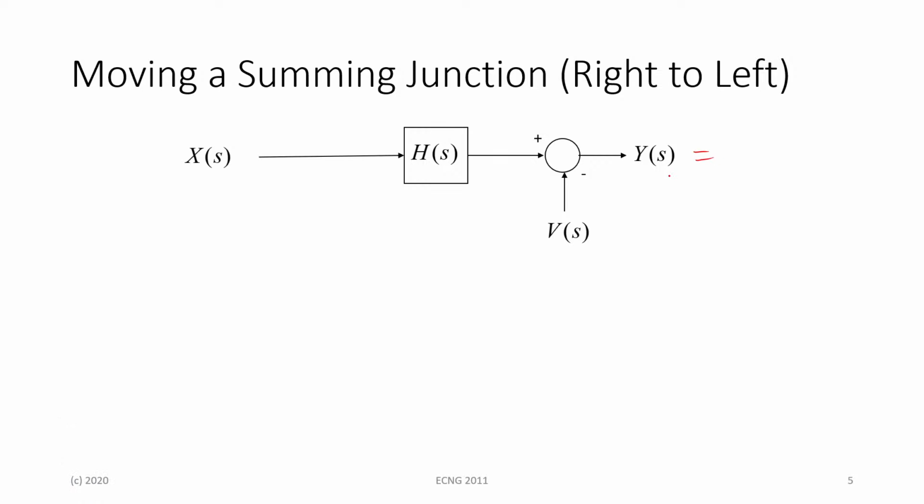we can see that at this point in particular, this is going to be x of s multiplied by h of s. And then for this point here with our v of s, this is going to be minus. And because it's a summation junction, this will be positive x of s h of s, minus v of s.